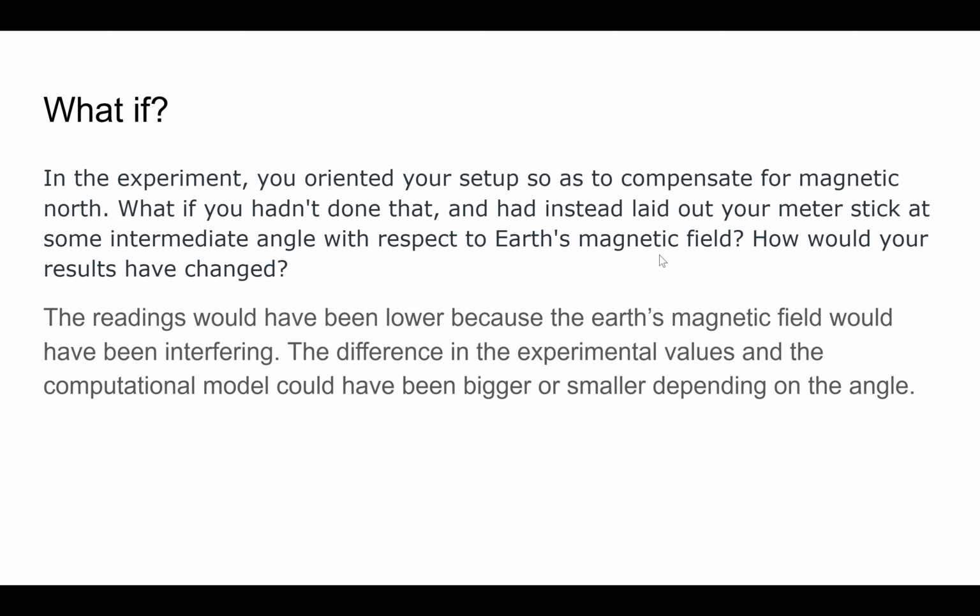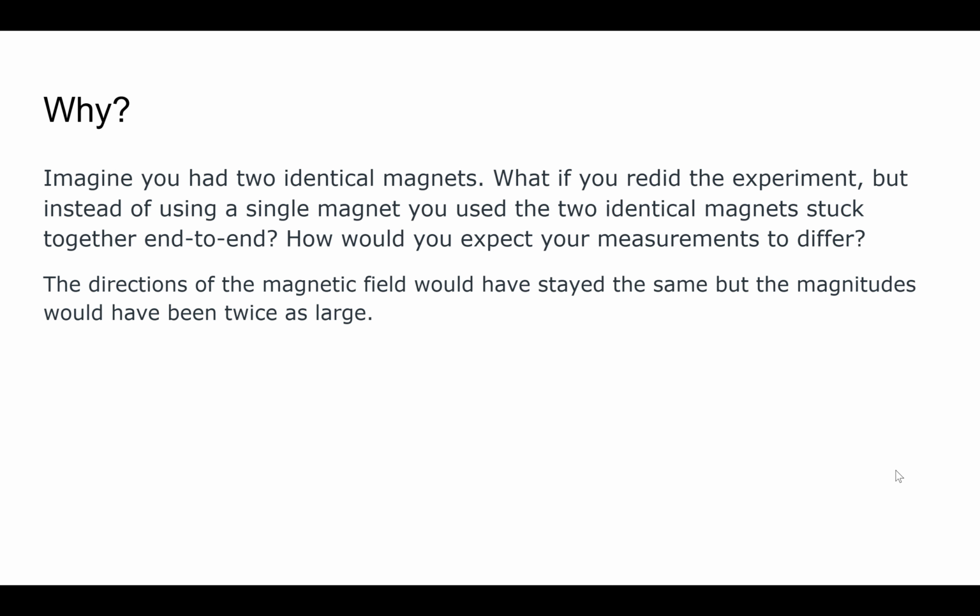So what if I hadn't oriented it properly in the beginning, the readings would have been lower because the Earth's magnetic field would have been interfering. The difference in the experimental values and the computational model could have been bigger or smaller depending on the angle. And then imagine there were two magnets stuck together. The directions of the magnetic field would have stayed the same, but the magnitudes would have been twice as large.